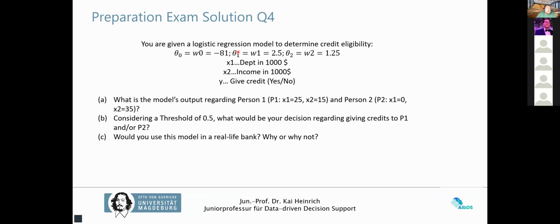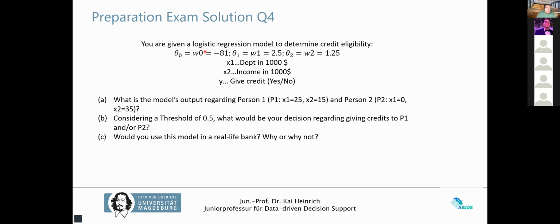You are given a logistic regression model to determine credit eligibility, okay? What you notice is that I write the parameter names, and then I write something that you can easily type, because you need to type it, right? You cannot type theta 0, but you can type W0, right? So this is why I do this. If you want to refer to the parameters, you have an easier way of expressing this. This helps you to battle the format of the online examination.